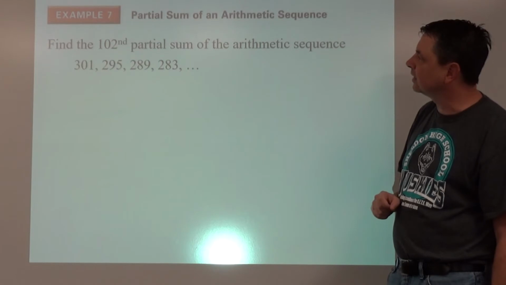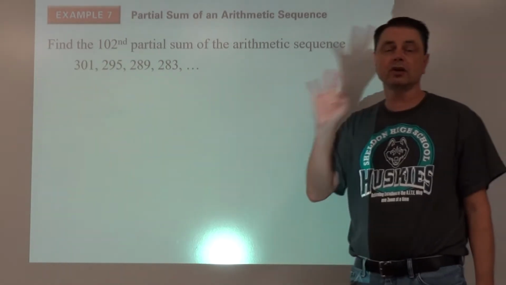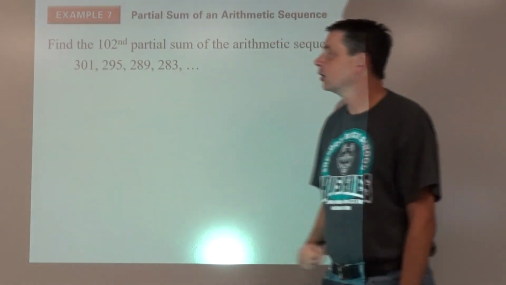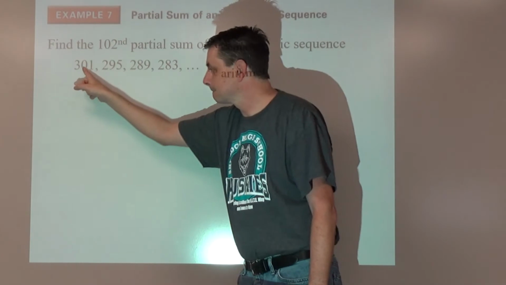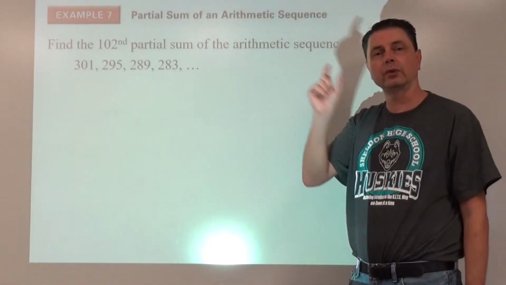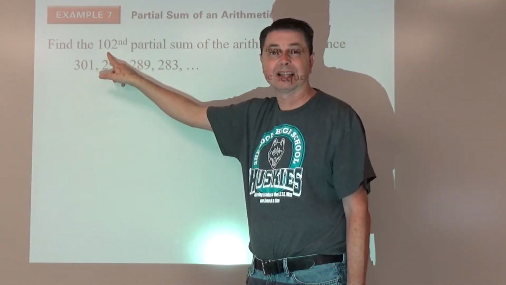So find the 102nd partial sum of the arithmetic sequence. We need to know three things. How many things are we adding up? What's the first term? What's the last term? That one we don't know. So we're going to have to use what we had learned before to find a sub 102, the last term.